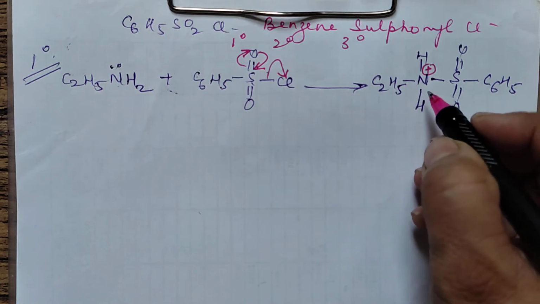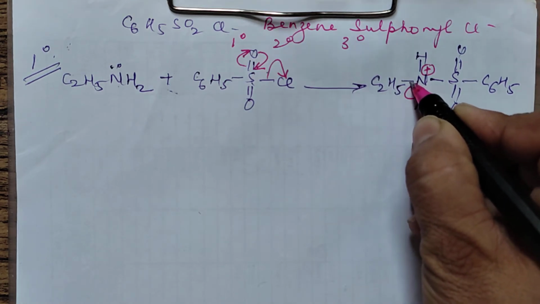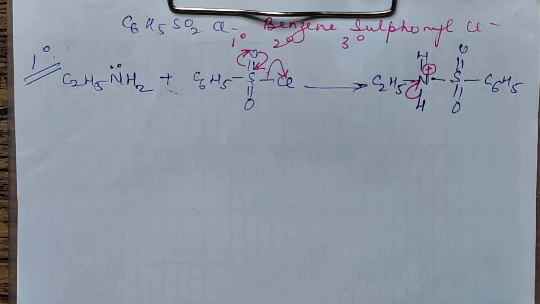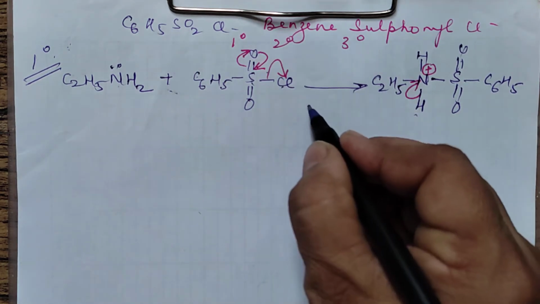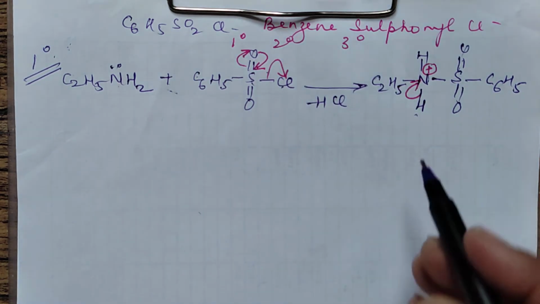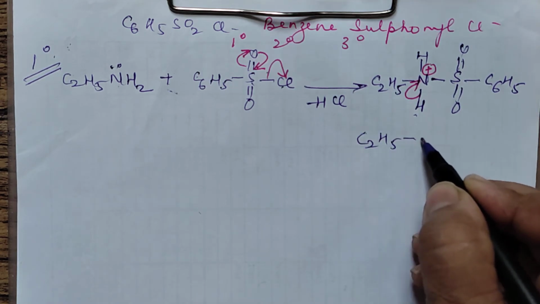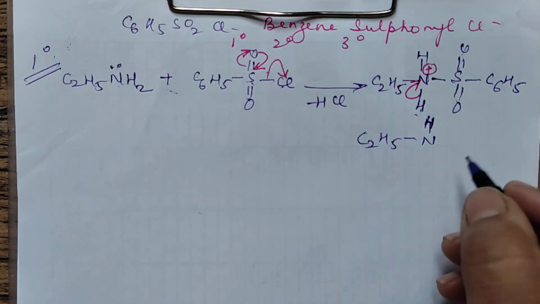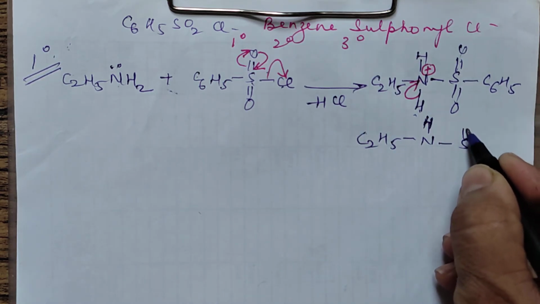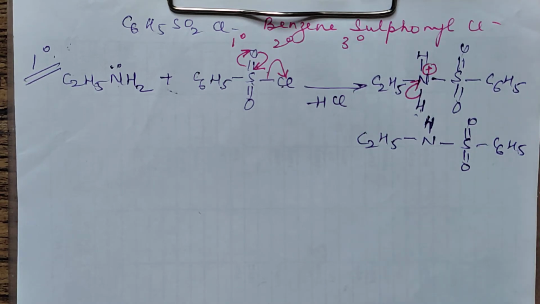Now nitrogen again will not be happy to get this positive charge. So now what happens is, this will come back, and this H will come out. Why will it come out? Because with this Cl, this H will come out as HCl. Right, so this has come out. What is left over? C2H5, here it is N, and here there is one H only left over because one H has gone here. This is SO2C6H5.